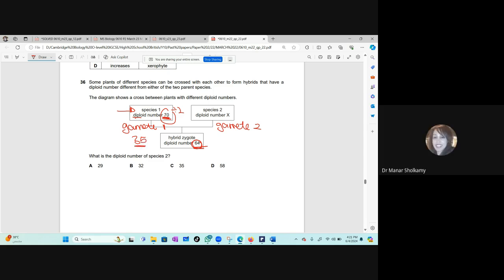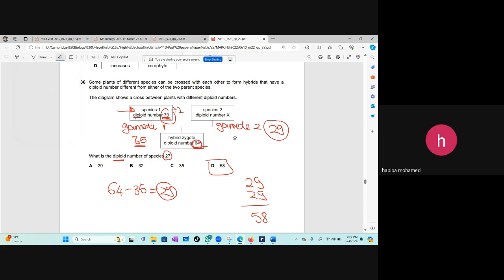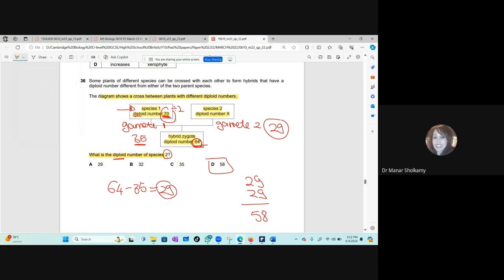Exactly. Now, 64 minus 35 equals 29. So gamete 2 had to have 29 chromosomes. But they want the diploid number of species 2, not the haploid, so we multiply it by 2. 29 plus 29 is 58. D. Now, this is very tricky, but they have to give you one tricky question. I've never seen something like this. Yes, me too. Okay, so I'll highlight that for you.